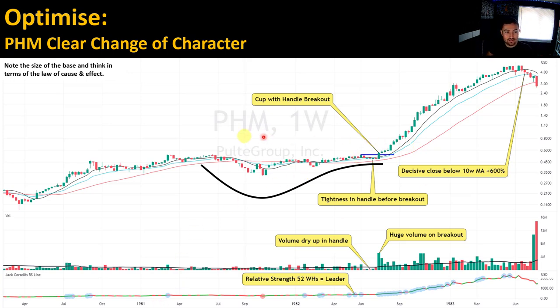So see how you get this huge base. You could even back out this cup and handle to include all of this. The stock basically moves sideways from, this would be July 1980. And what's that? That would be about a 2 year base, over a 2 year base.